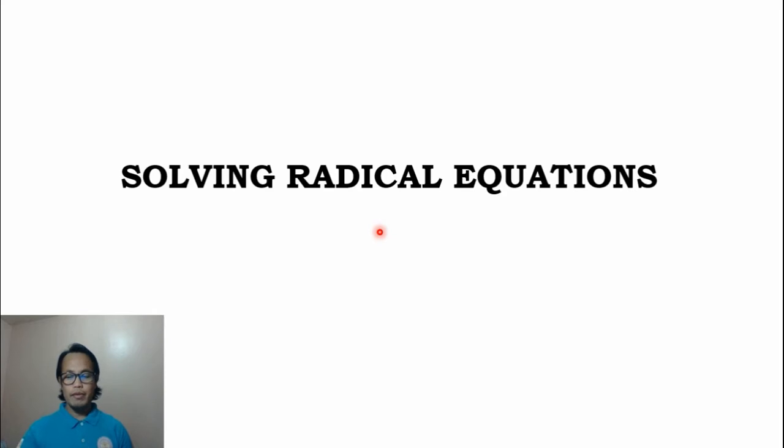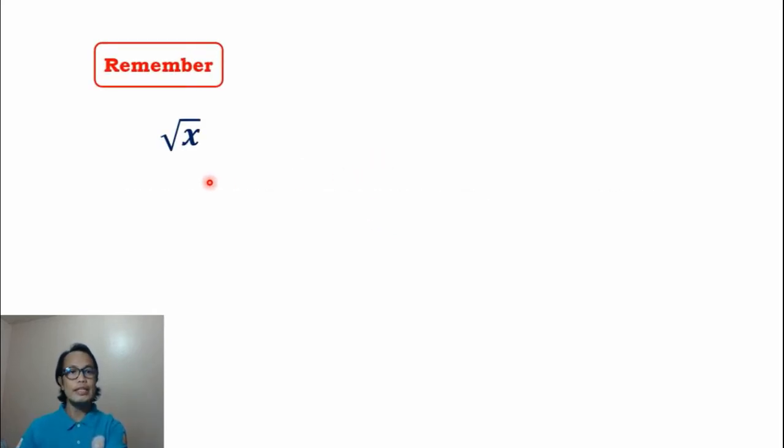To start, let us remember that if we are given square root of x and we want to change this radical expression into exponential expression, we can write this as x raised to 1 half. How did we get 1 half? The 1 is taken from the exponent of x, which is 1, in the numerator, and the assumed index here, which is 2.